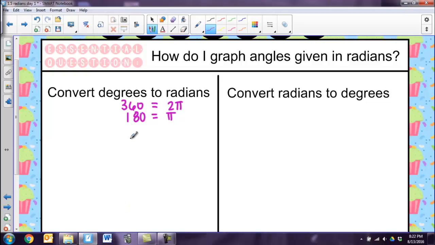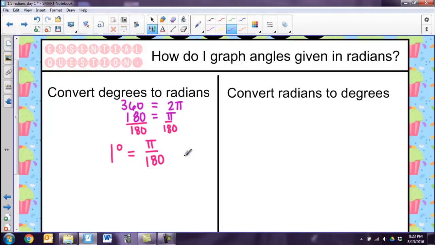And what I can do here is, if I know that 180 is equal to pi, and I want to know what 1 degree is in radians, I could take this 180 and divide both sides by 180, because that would tell me that 1 degree is equal to pi over 180 radians. So now I have something that I can use in order to convert.